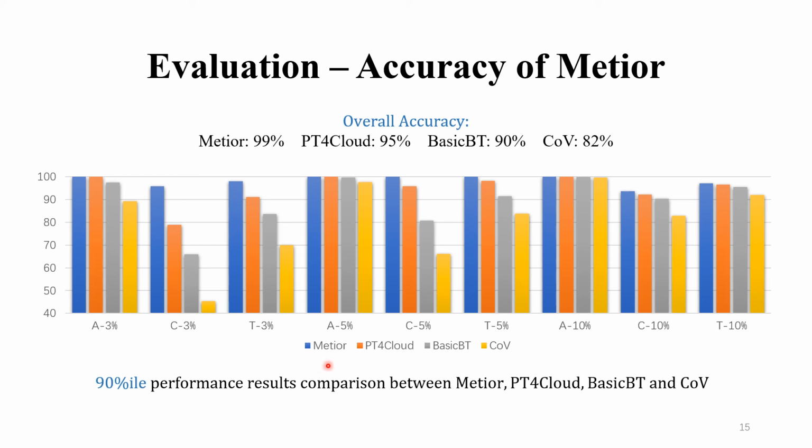We can see that for most of the applications, Mateer has better accuracy than basic BT and COV. While comparing Mateer to PT4Cloud, for most of the cases, they have the same level of accuracy. However, when the maximum allowed error is low, and especially on Chameleon Cloud, Mateer still has better accuracy than PT4Cloud.